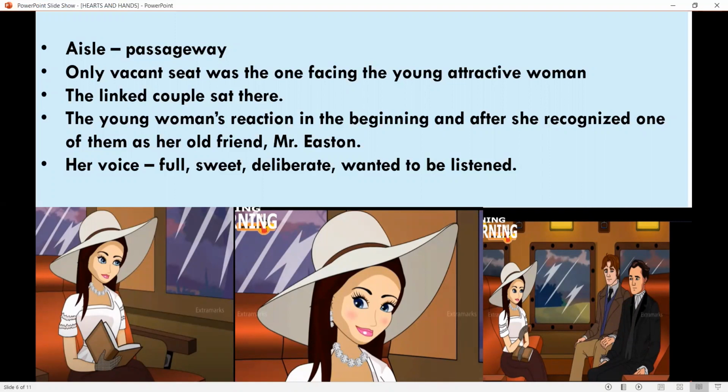Now here these young men are looking for a seat, and the only vacant seat they found was just opposite to the young, attractive woman. And the linked couple, why are they called the linked couple? Because they are handcuffed together. They're linked with a chain, right? So that's why they are called the linked couple. Now they sat in the seat in front of the young pretty woman. And when they sat there, the young woman just looked at them. It was just disinterested. Somebody came and sat there, so she just looked at them and left it like that.